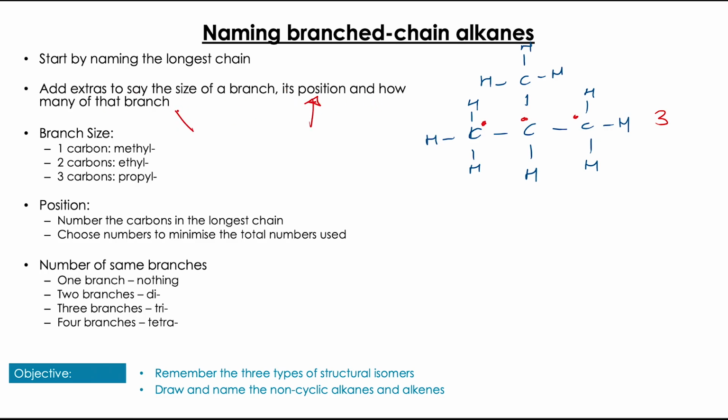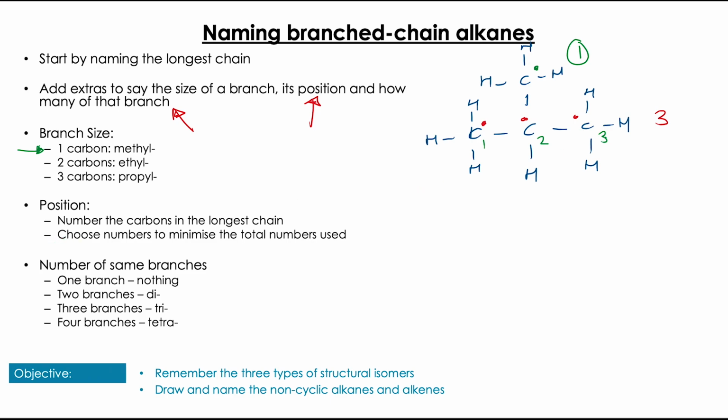So we want to now identify the size of the branch and the position of the branch. That's the piece that's coming off. So you can see up here, the branch has 1 carbon. 1 carbon, if you look at the branch size section here, is going to be a methyl. And also we want to denote the position.